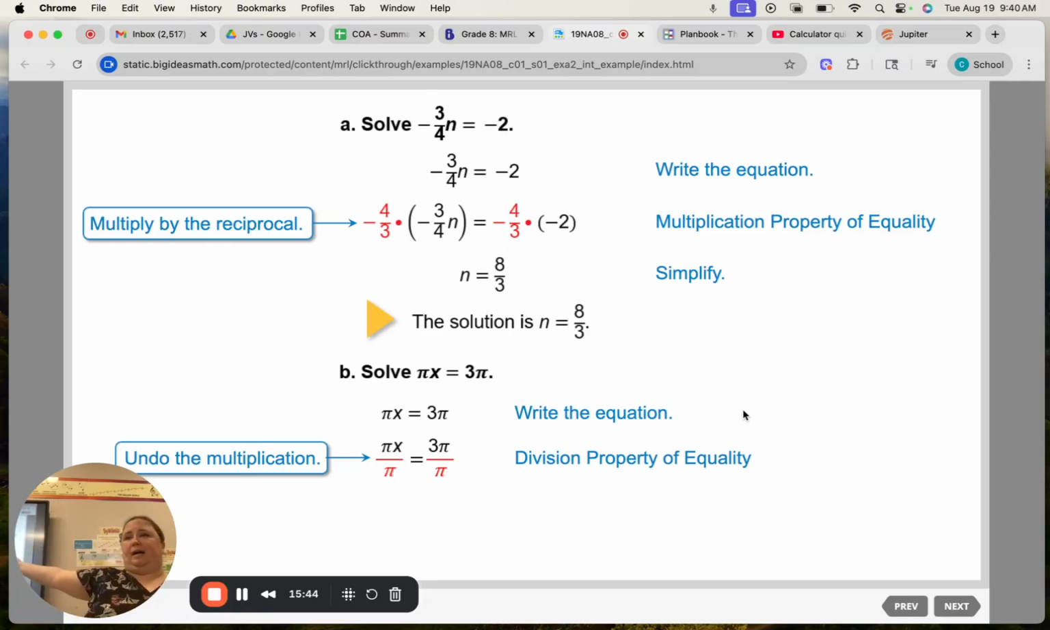So if I have 3 pi on the right-hand side and I divide by pi, what do I have left? 3. Ta-da! Because all you did was divide the pi away from the pi. We ate all the pie. Now I want pi again.